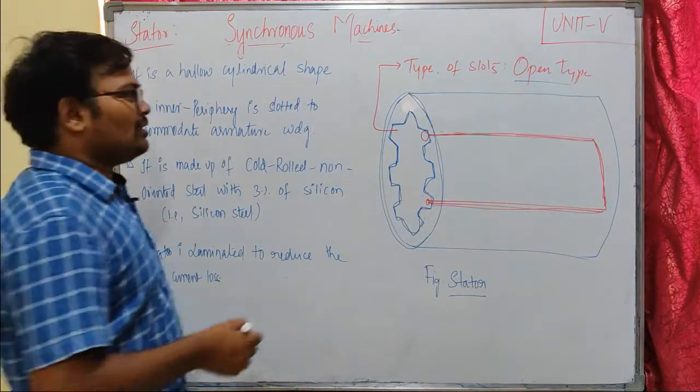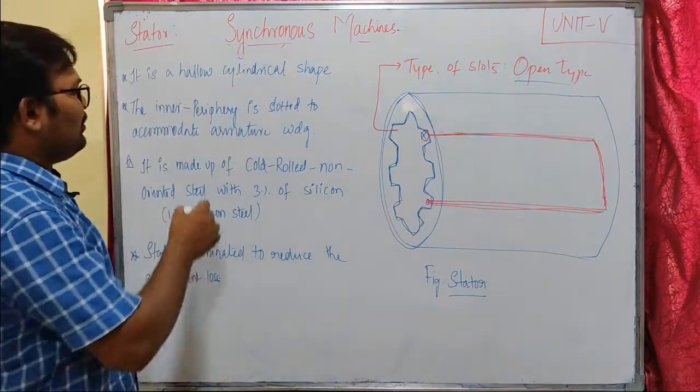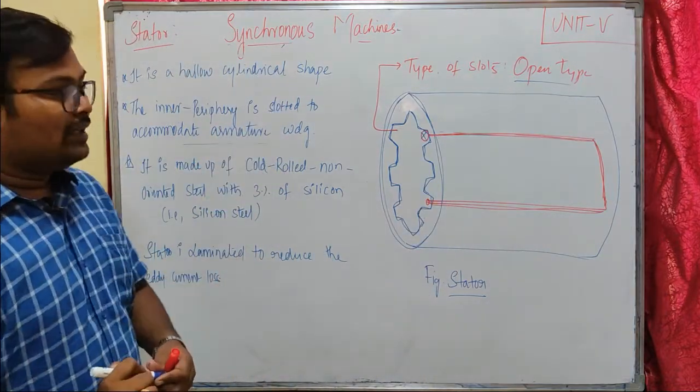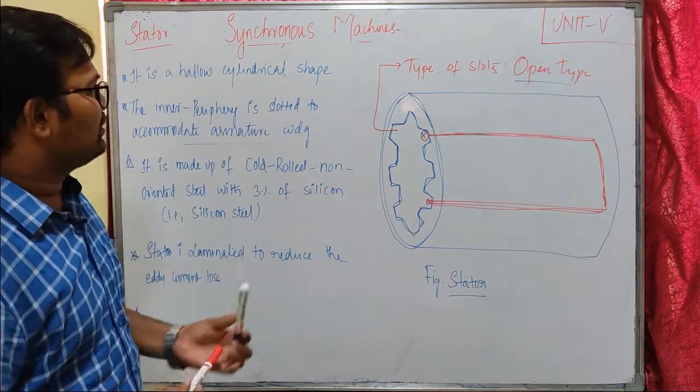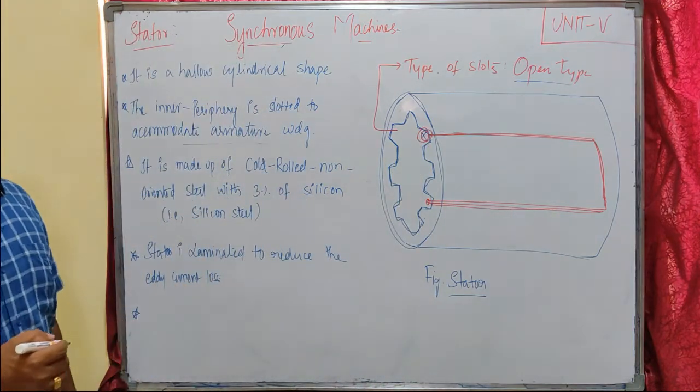And these slots are made on the inner periphery to accommodate the armature winding. We know that the armature winding is mostly placed on the stator in our synchronous machine. Why it is placed on the stator is explained in induction machines also.